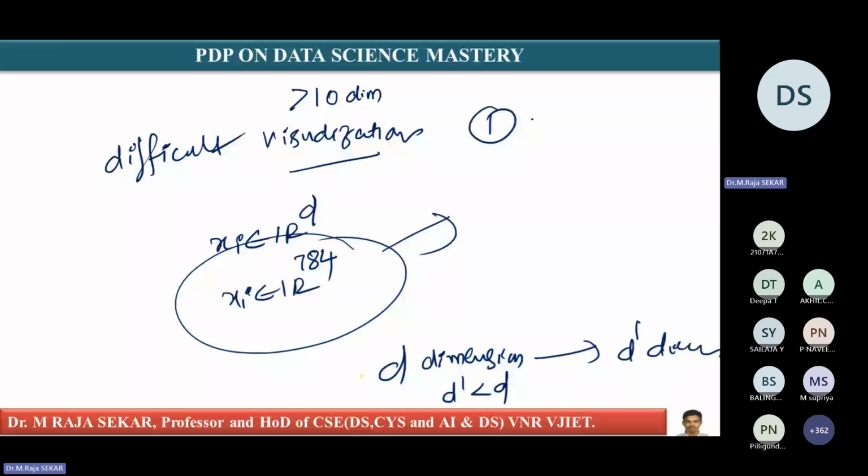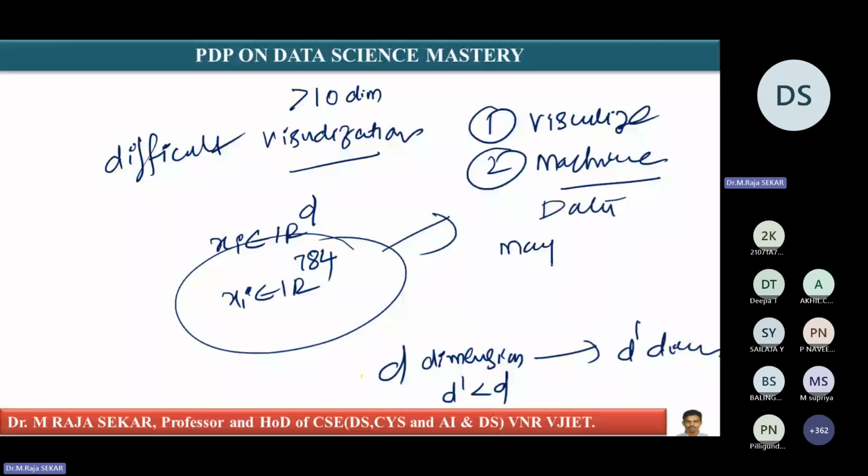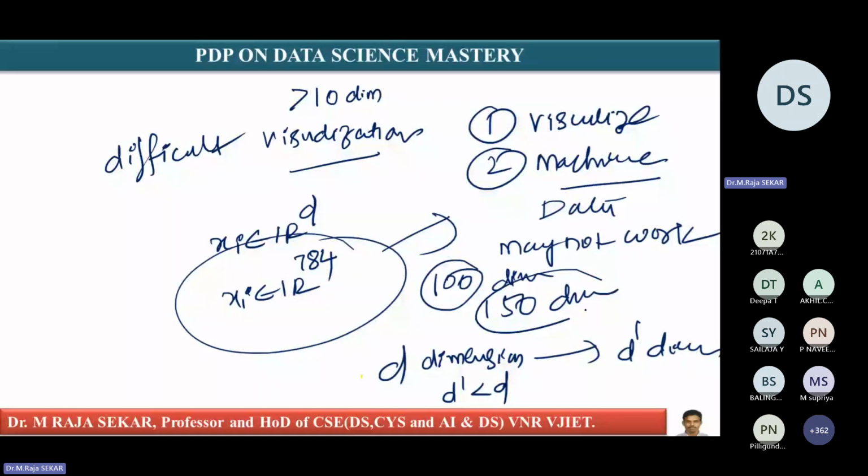And another one is, there are machine learning algorithms, artificial intelligence algorithms, data science algorithms which may not work on high dimensional data. There are machine learning algorithms which may work only on 100 dimensions, and others which may work only on 150 dimensions. In such cases, we have to reduce dimensions. How to reduce dimensions? There is a beautiful mathematics behind it. We will try to understand that maths.